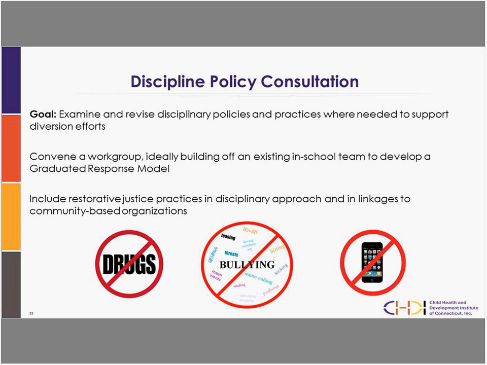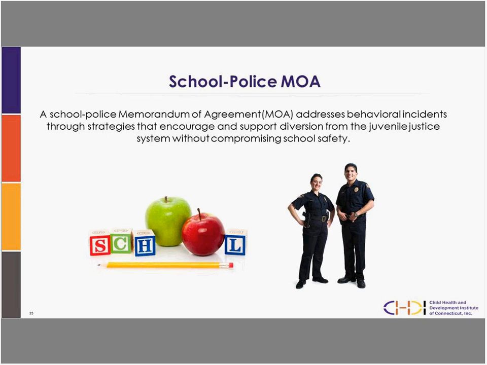We really want to help schools think about restorative justice practices as alternative approaches to traditional discipline. And also, again, bring in those linkages to the community as alternatives to support these efforts. So here we're also looking into developing memorandums of agreement, this time between schools and police, in a way that can address behavioral incidents through strategies that encourage and support diversion from the juvenile justice system without compromising school safety.